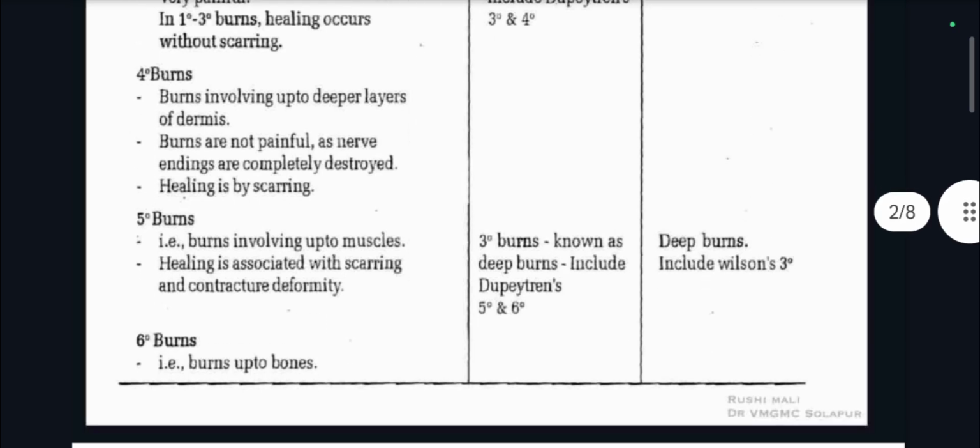Fine. What about tertiary burns of Wilson, known as deep burns? They include Dupuytren's 5 and 6. So I hope you people understood. You just have to segregate the Dupuytren's classification into two units.